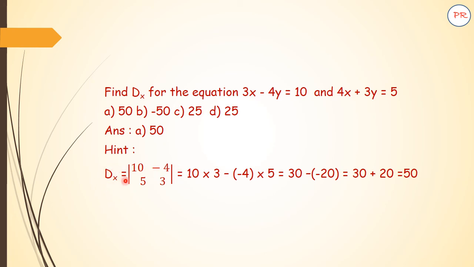See, this Dx is equal to, I am going to write the constants in the first column, that is 10 and 5. Then I am going to write the coefficients of y in the second column, that is minus 4 and 3. Then cross multiplication: 10 into 3 minus of minus 4 into 5. So this comes out to be 30 minus of minus 20, that is 30 plus 20 is equal to 50. Therefore, answer is A 50.